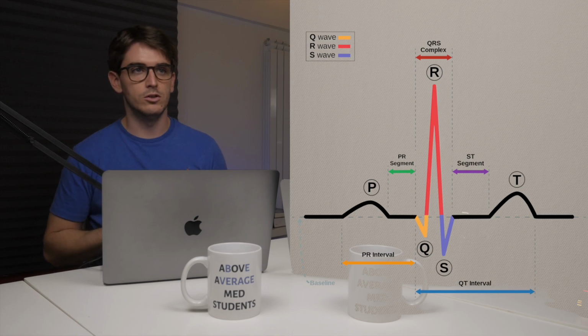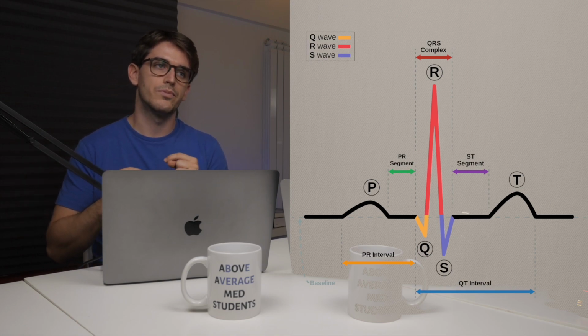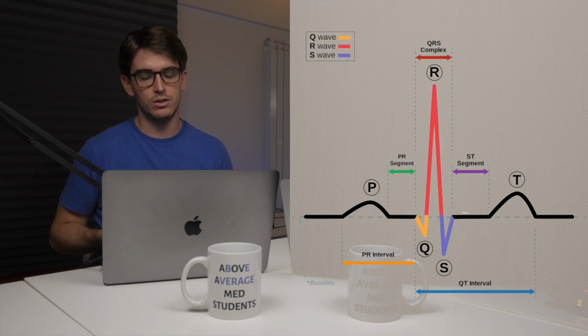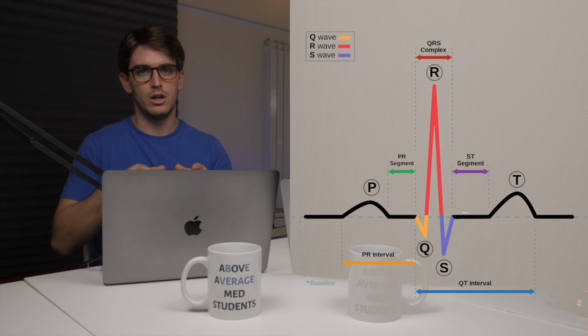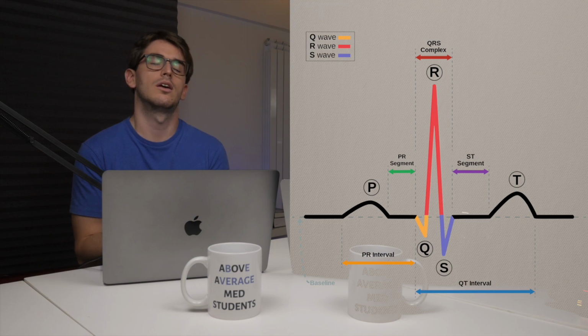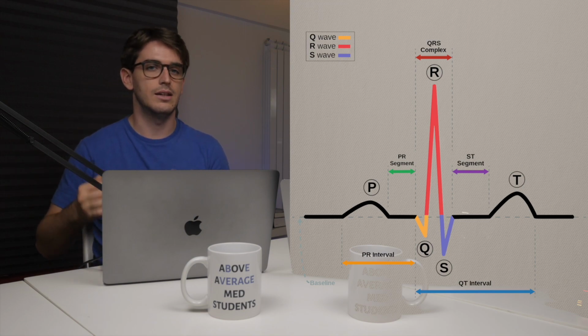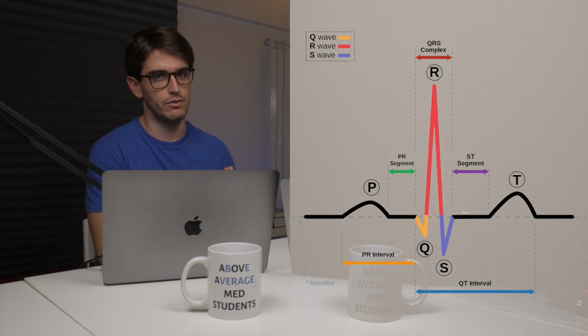Finally, the S wave is also small and negative because this corresponds to the depolarization of the epicardial region of the ventricles, which is carried out by the Purkinje fibers. And remember that the Purkinje fibers curve at the apex of the heart and go back up towards the base. Thus, again, the sum of all the electrical vectors will actually point towards the negative electrode.